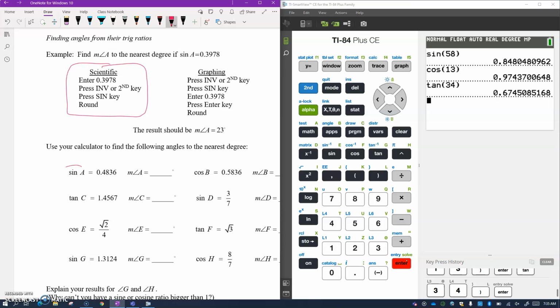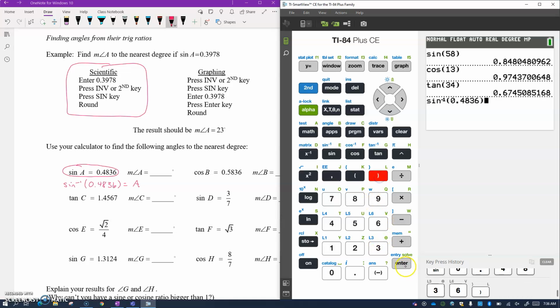All right, so if we're trying to solve this expression for a, the process we're going to do is we want to take sine inverse of 0.4836, and that's going to give me the size of a. Now, to do that on the calculator, we're going to go second sine, and we're going to type in our 0.4836.